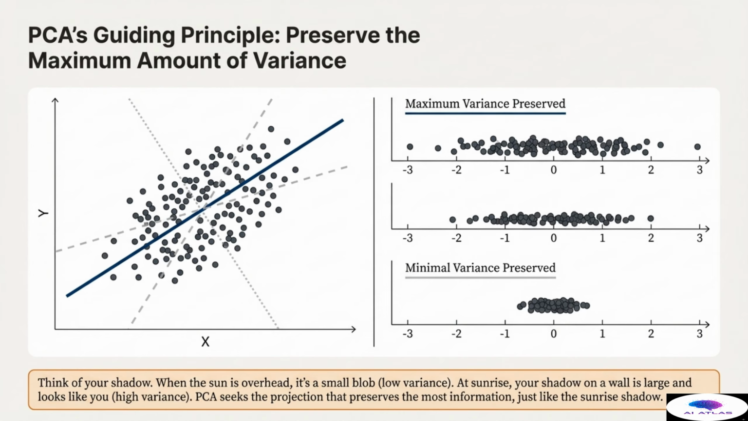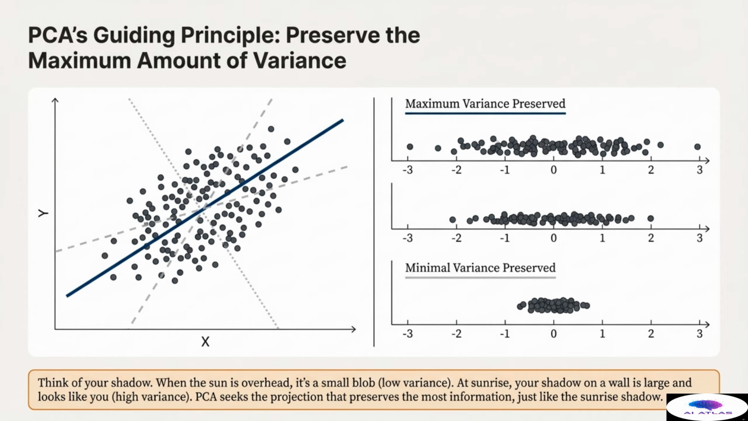Think of your shadow on a sunny day. When the sun is directly overhead, your shadow is a small, compact blob. This represents low variance, and you have lost all distinguishing information about your form. Now, imagine sunrise. When the sun hits you from the side, your shadow stretches out and is large, retaining a high variance projection that clearly looks like you. PCA strives for the sunrise shadow.